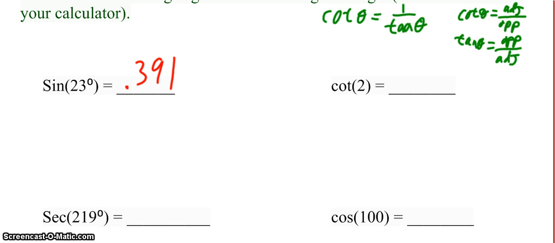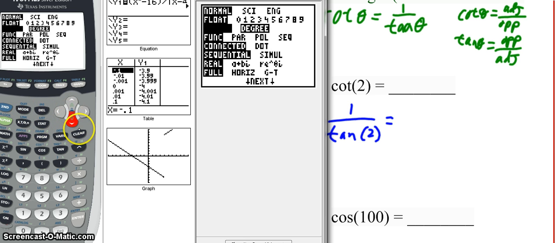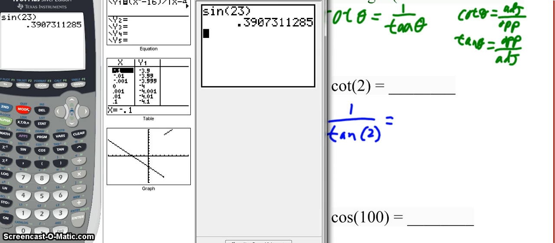So if I want to type cotangent of 2 into my calculator, I'm not going to type in cotangent of 2. I'm going to type in 1 divided by tangent of 2, because these have to be the same thing. The other thing is, I need to change my mode into radians. So I'm going to change that to radians, and type in 1 divided by tangent of 2. Again, close the parenthesis if you want. And we get negative 0.458.